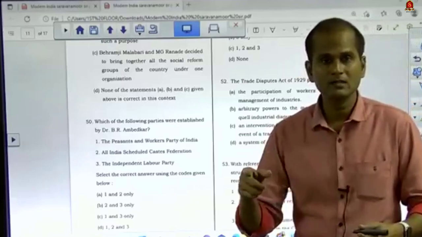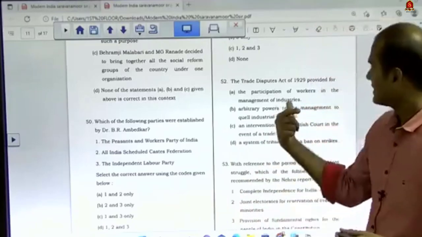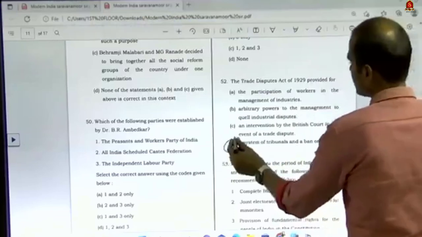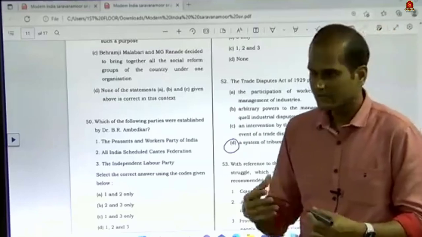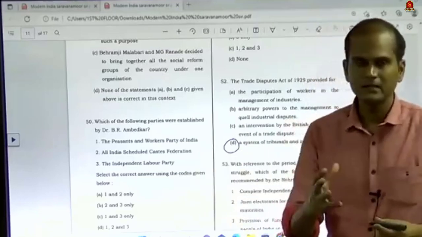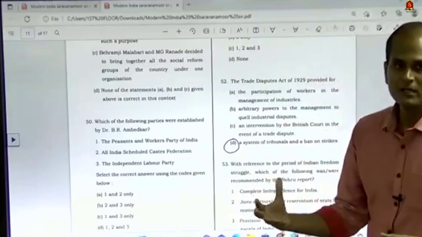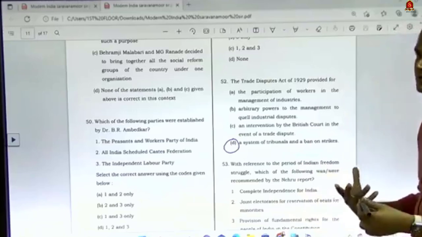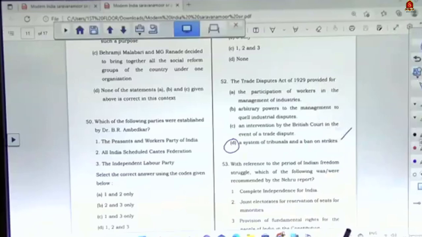Bhagat Singh and Batukeshwar Dutt threw a bomb. Later, the Trade Dispute Bill became an Act, that is the Trade Dispute Act. Why? To set up tribunals and ban strikes. If a trade union related matter arises, it will go to that tribunal. The tribunal is a quasi-judicial body, and its decision is final, and they wanted to restrict much on these things. That's why Bhagat Singh and Batukeshwar Dutt threw a bomb against it.